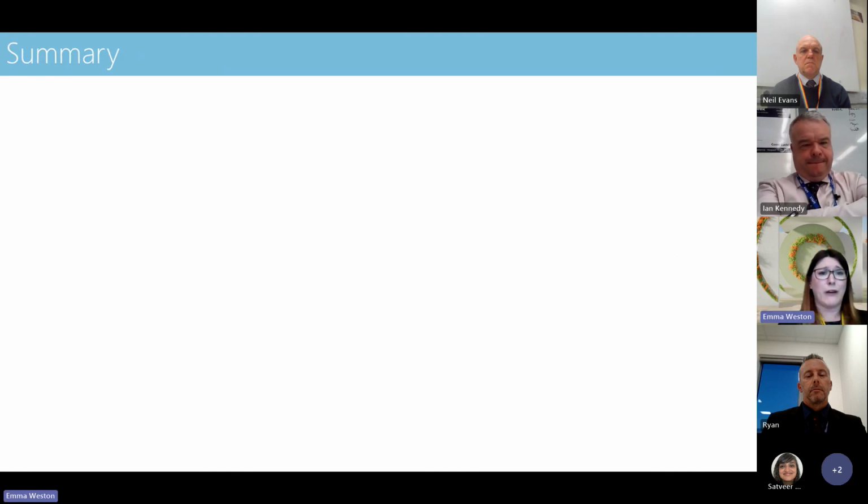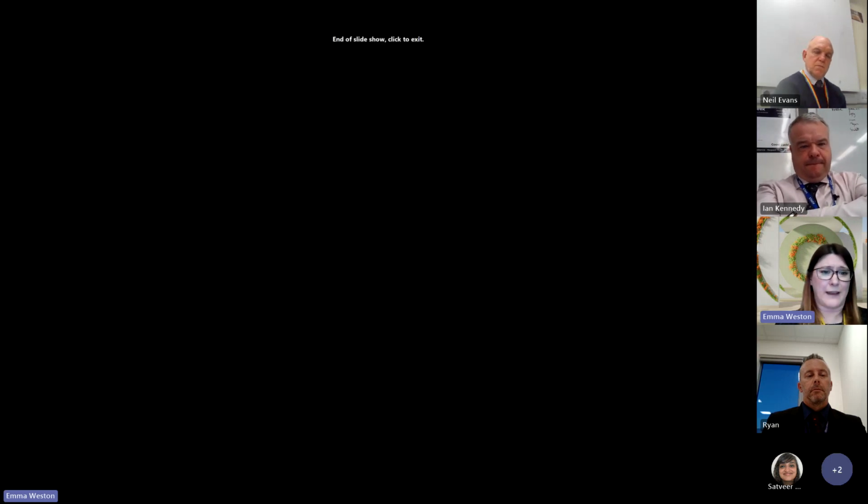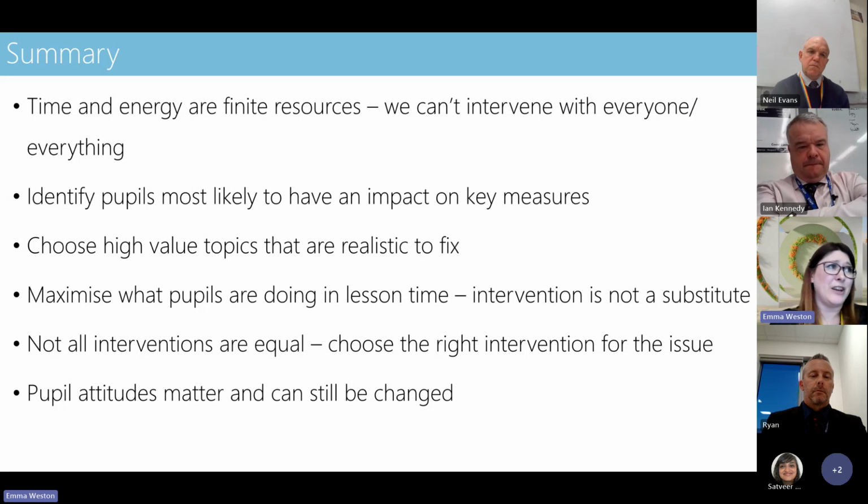So we are at 4:30. A quick summary of the things that we've looked at this afternoon. Our time and energy are finite resources. We can't intervene with everyone or with every single topic, so we need to be selective and make sure that we're choosing the ones that are likely to have the most impact. We also need to choose those high value topics that are realistic to fix. So not things that are way beyond where our pupils currently are and they're lacking the underlying skills. Fix the underlying skills first and then we'll see.